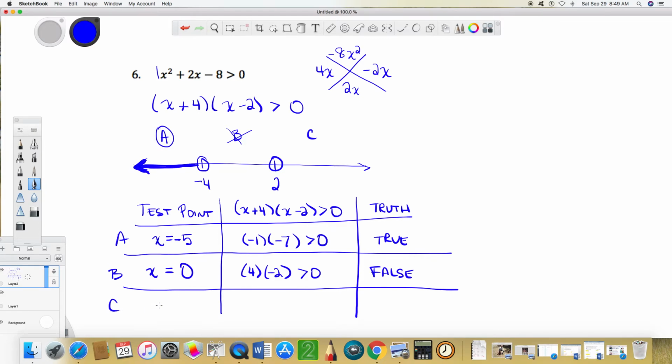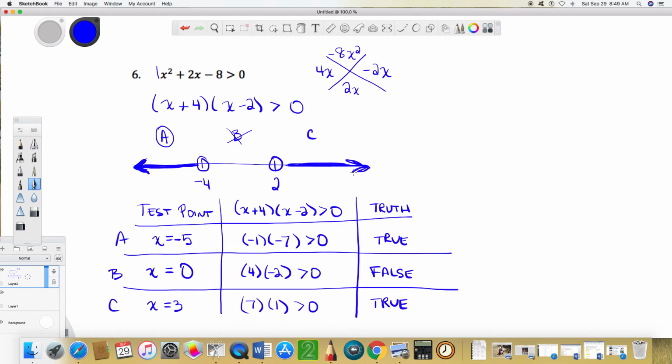All right, so what about region C? I'm going to pick a number greater than 2, something like 3. And 3 plus 4 is 7. And 3 minus 2 is 1. 7 times 1 is 7, and 7 is greater than 0. That's a true statement. So all of those points are going to be in my solution set.